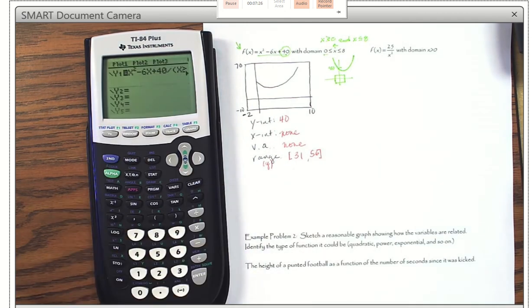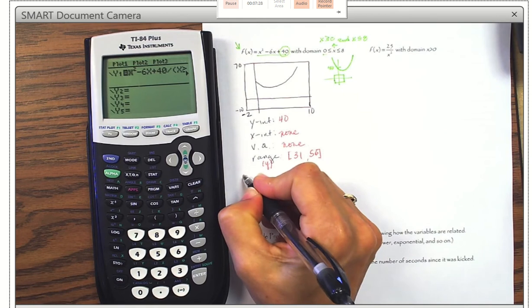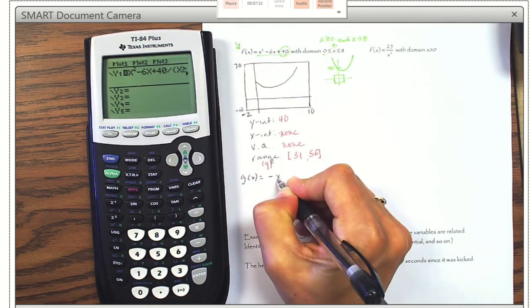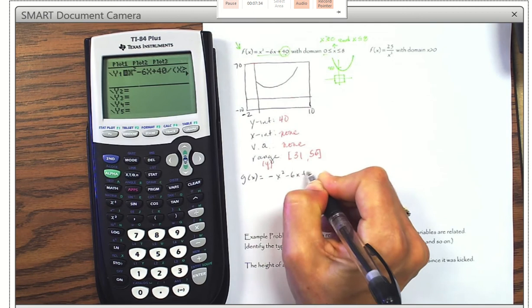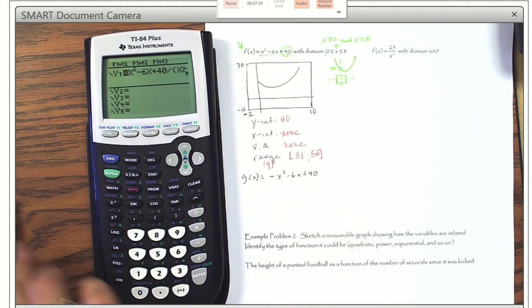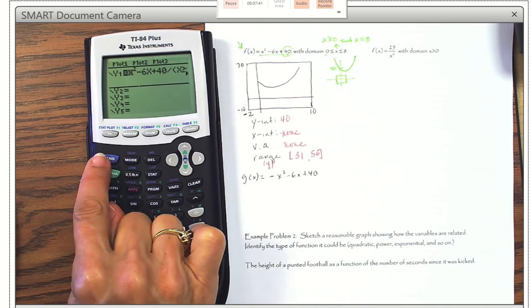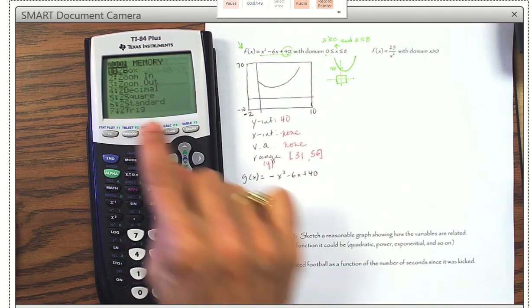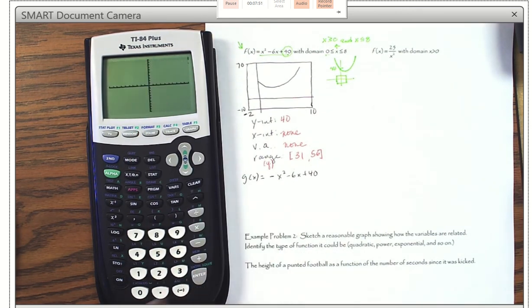I'm going to go to y equals, and I'm going to enter a new function. g of x is equal to -x squared minus 6x plus 40, on the same limited domain. So I'm just going to go in here and insert, second delete will insert a negative in front of that x squared. And I'm going to go back and do a zoom standard again, zoom 6.